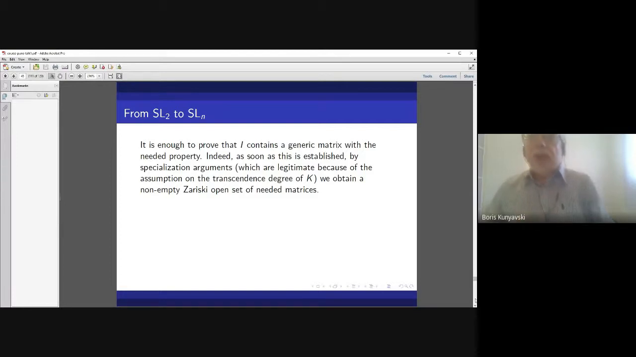Well, genericity allows you to use specialization, and this is legitimate because we assumed that K is of large transcendence degree, and we can specialize our generic matrices, replacing them by concrete matrices. And in such a way, we obtain a Zariski open set of needed matrices. So we are looking for a generic matrix with this property.